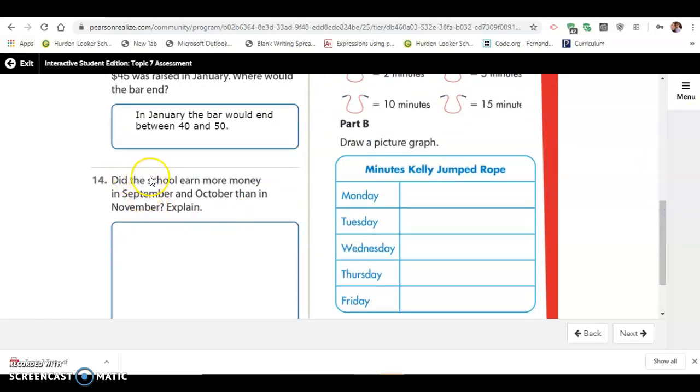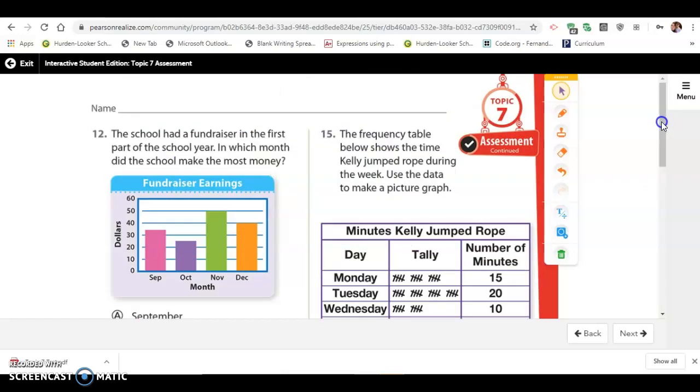And then, did the school earn more money in September and October than November? Explain. So in September and October, did it earn more than November? September is 35 because it's between 30 and 40. And October is 25 because it's between 20 and 30. So we have to combine these to see if it's more than November. So 35 plus 25.